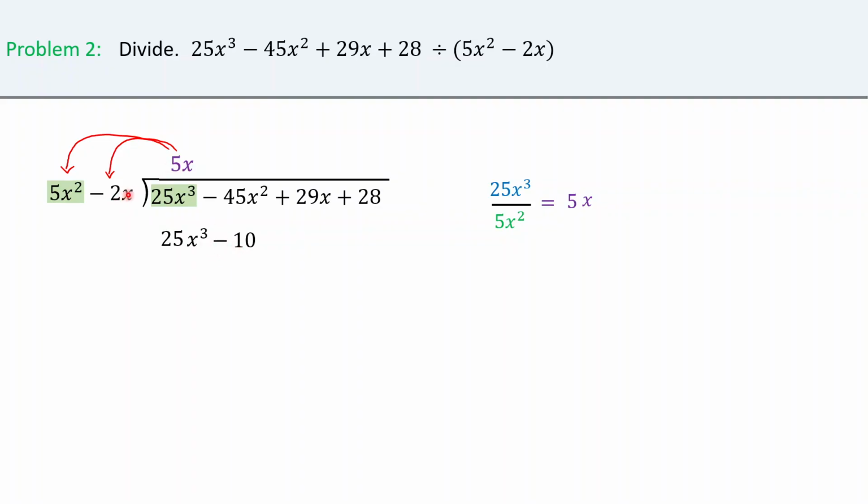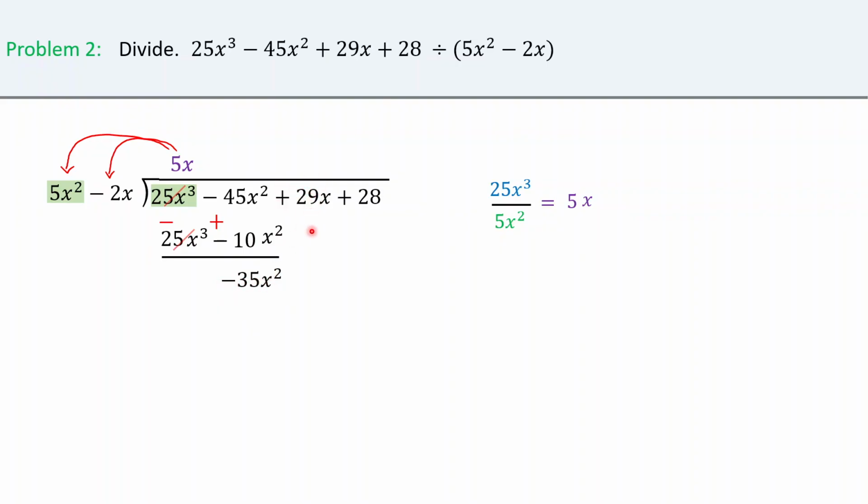x times x is x squared. Now change the sign. This is positive. Change this to negative. This is negative. Change this to positive. Now add: 25x cubed minus 25x cubed is 0, so you can cancel this out. Negative 45x squared plus 10x squared is negative 35x squared.